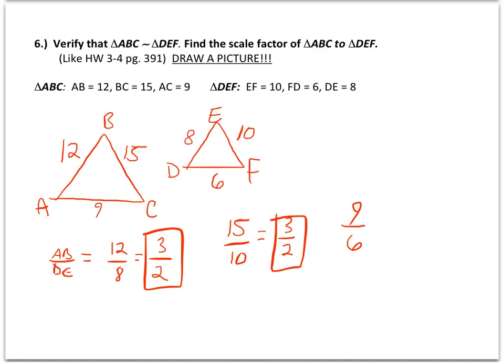Lastly, 9 over 6. That is equal to, 3 goes into 9 3 times, 3 goes into 6 twice, scale factor of 3/2. All three have the same scale factor, which means that we have 3 proportional sides. So yes, these two triangles are similar by side, side, side.